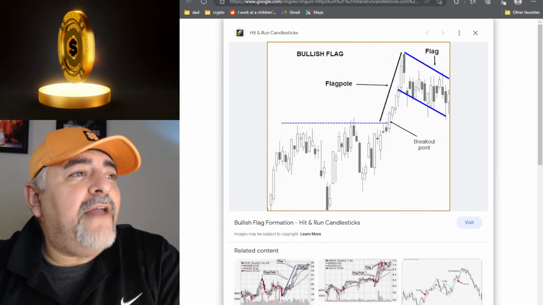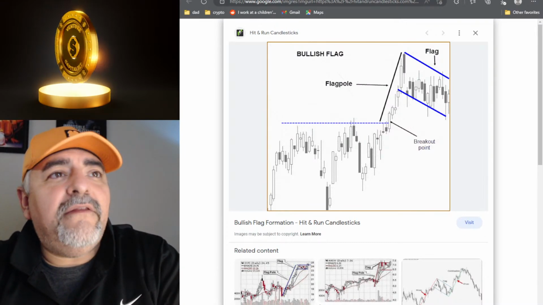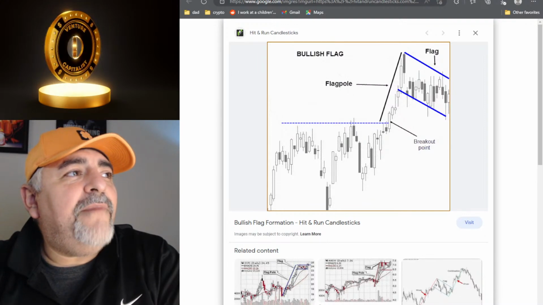So I hope this helps you out, guys. We're going to get into more videos of this, but you need to learn the flag pattern first. That way you can start looking at it, and this will be the best pattern for you guys to follow.